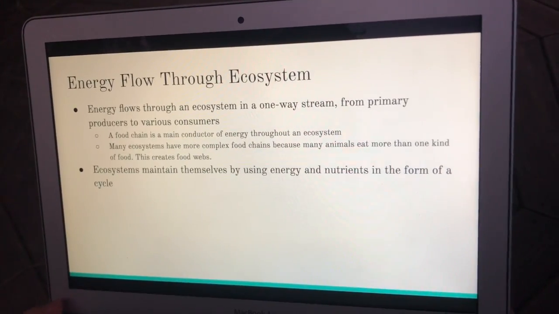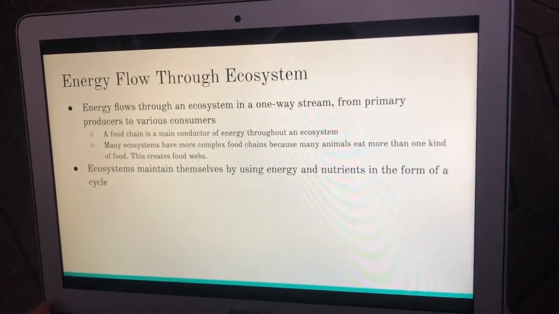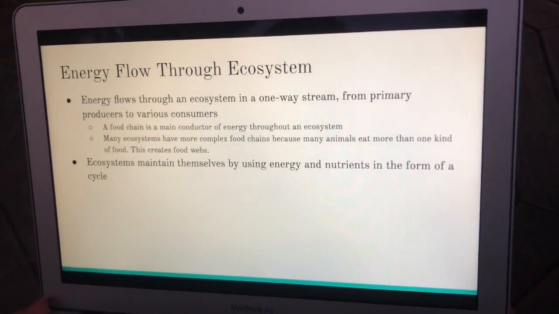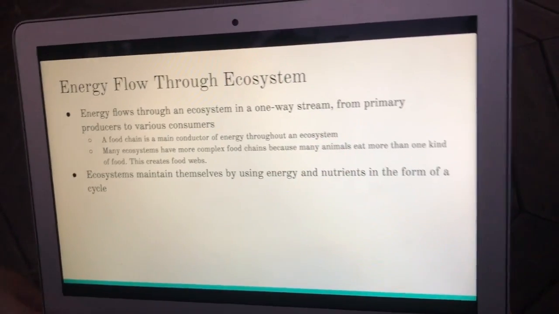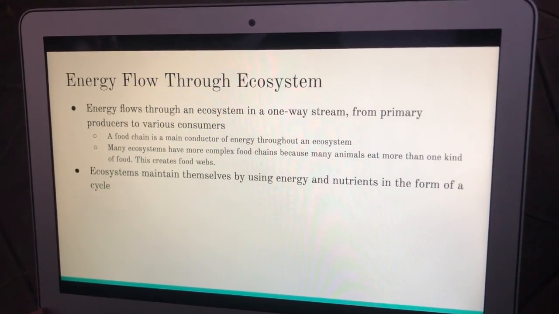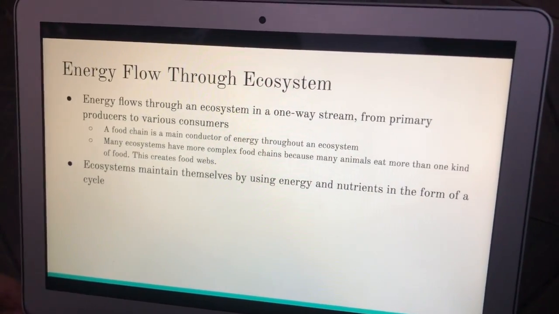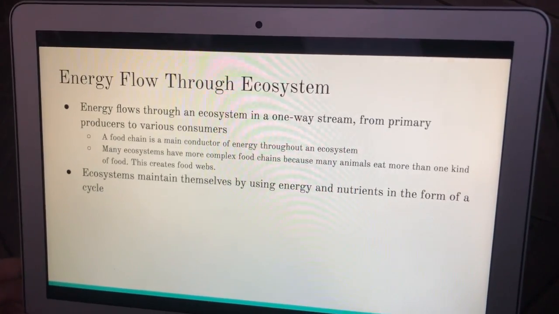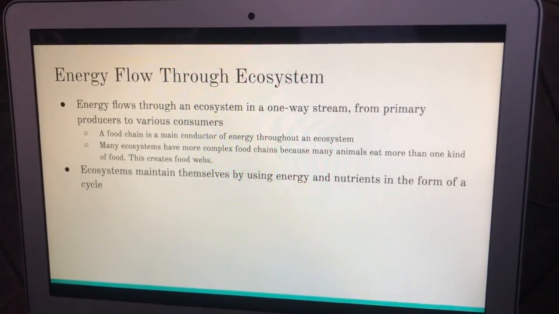Energy flow through ecosystem. Energy flows through an ecosystem in a one-way stream, from primary producers to various consumers. A food chain is a main conductor of energy throughout an ecosystem. Many ecosystems have more complex food chains because many animals eat more than one kind of food. This creates food webs. Ecosystems maintain themselves by using energy and nutrients in a form of a cycle.